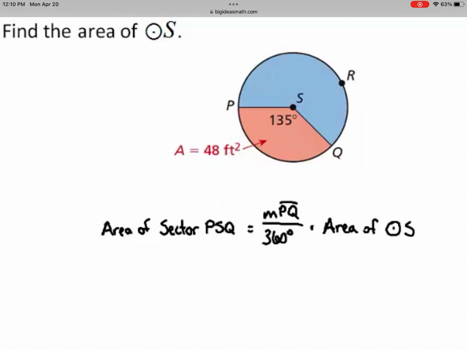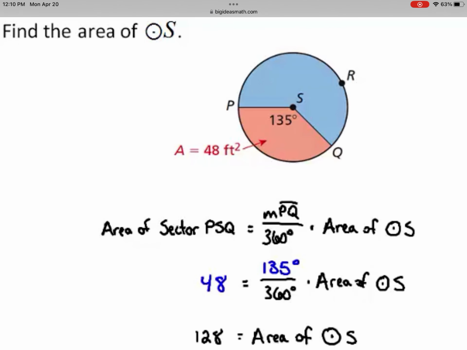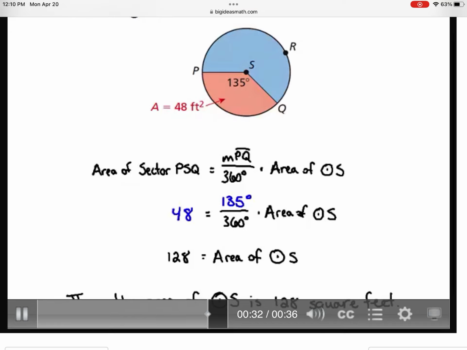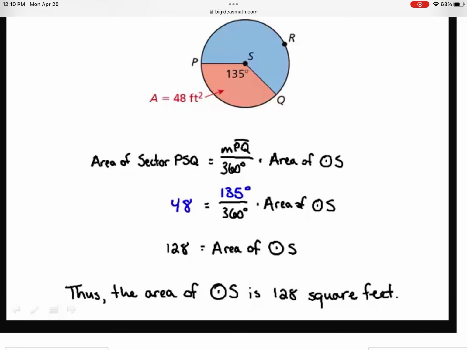S. Substituting in the given information from the diagram gives 48 equals 135 degrees divided by 360 degrees times the area of circle S. Solving for the area of circle S gives 128 equals the area of circle S. Thus, the area of circle S is 128 square feet.